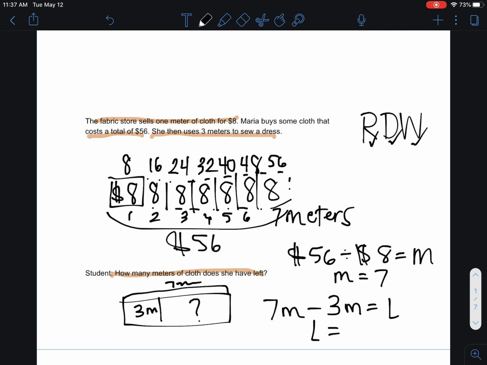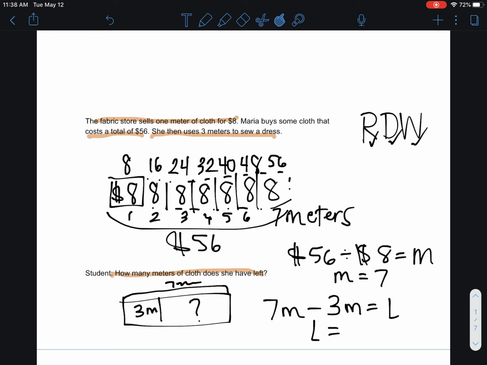So today we focused on R, D, and W. We read the problem twice, and the first time we read it, we made a movie in our head, and the second time we figured out what we're solving for. Next, we did D, which is we drew tape diagrams today to help us solve our problems. And W, we wrote number sentences to show, one, our variables, so the letters that we put to find the unknowns. And then we also use a number sentence to help us solve the problem. So I want you to find out what L is, and you're going to put that answer down below.